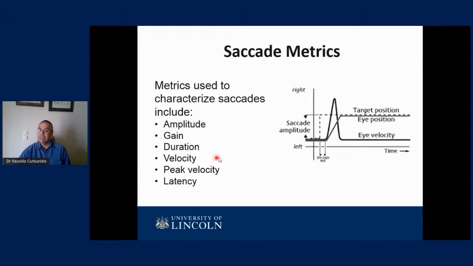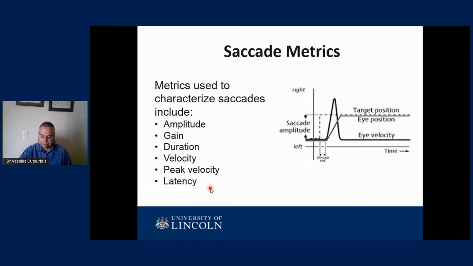The velocity: saccades have a very specific and universal velocity profile, which tends to be very symmetric about its peak, and it has what we know as a bell-shaped curve. Then there is the peak velocity, and the latency, which refers to how much cognitive time it took for the brain to generate a motor command that was sent to the eyes in order for them to move. The latency refers to something called saccade reaction time, and it's very important in the talk that I'm going to go through today.